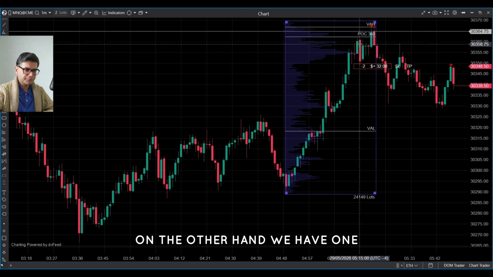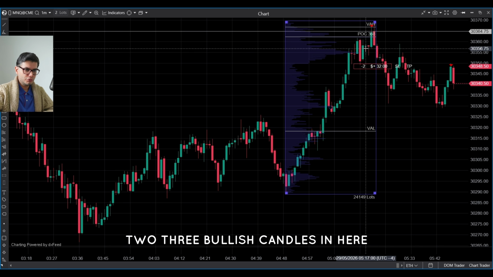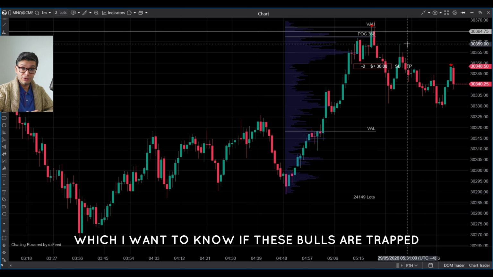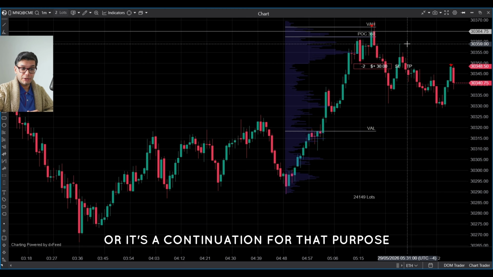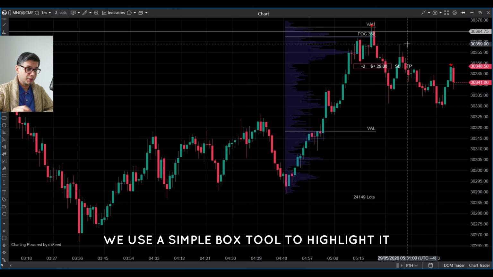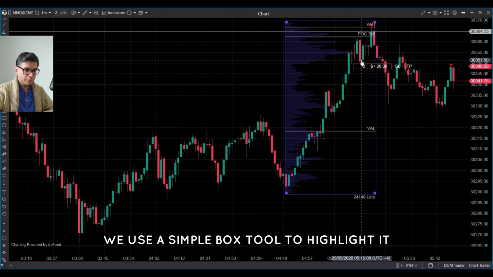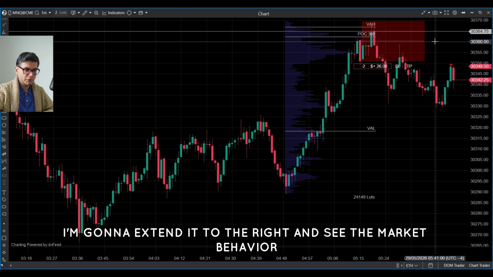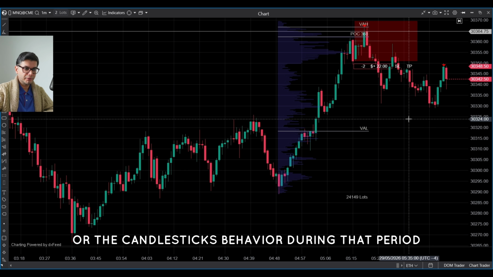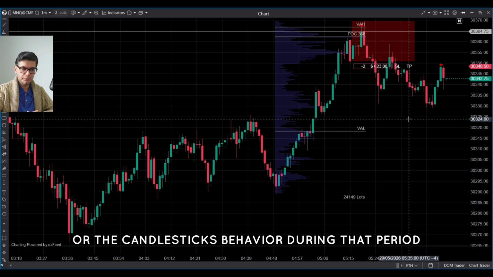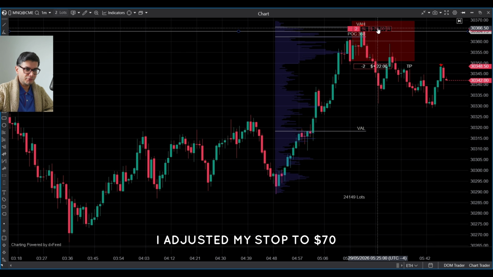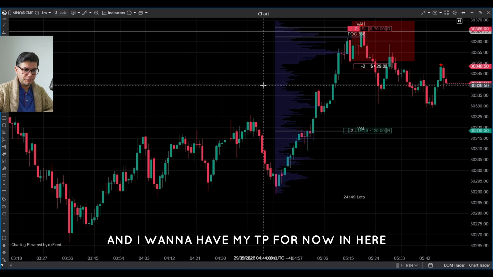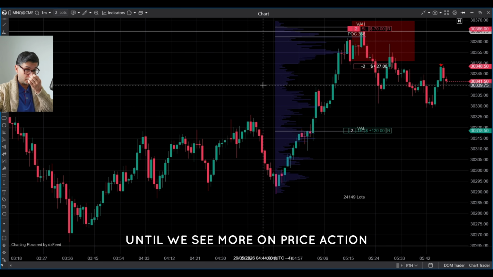On the other hand, we have 1, 2, 3 bullish candles in here, and I want to know if these bulls are trapped or if it's a continuation. For that purpose, we use a simple box tool to highlight it. I'm going to extend it to the right and see the market behavior, or the candlesticks' behavior, during that period. I adjusted my stop to $70 and I want to have my TP for now in here until we see more price action.